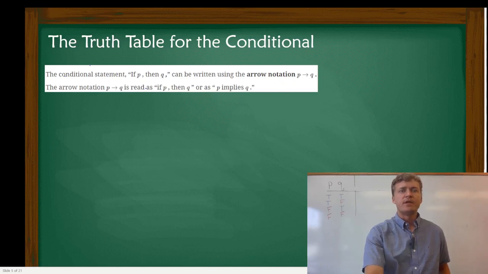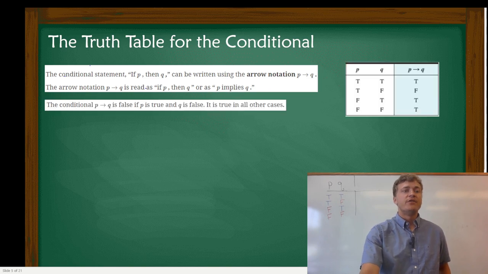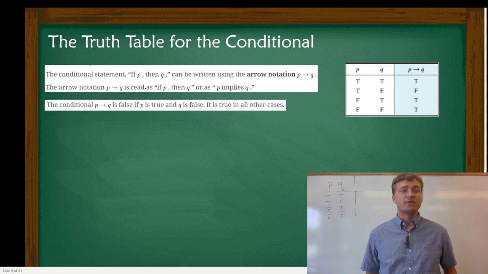The conditional statement, if P, then Q, can be written using the arrow notation P arrow Q. We can read this as P implies Q, where P again is the antecedent and Q is the consequent. The conditional P implies Q is false if P is true and Q is false. It is true in all other cases.